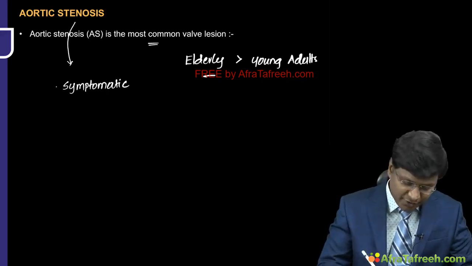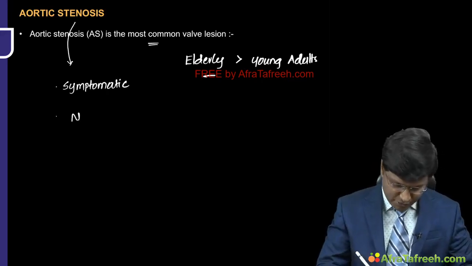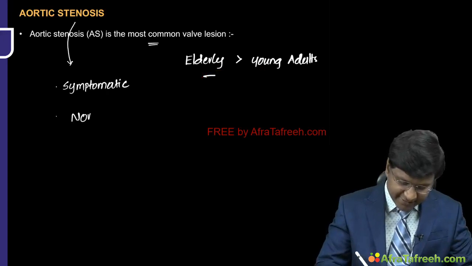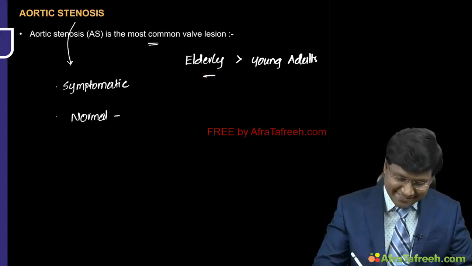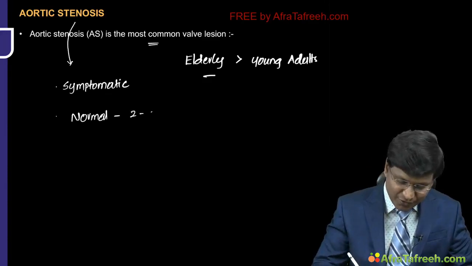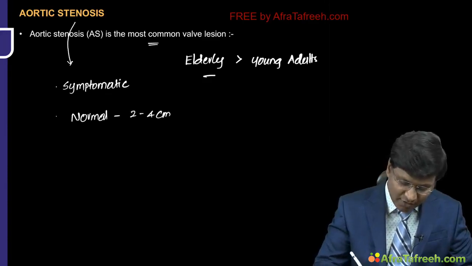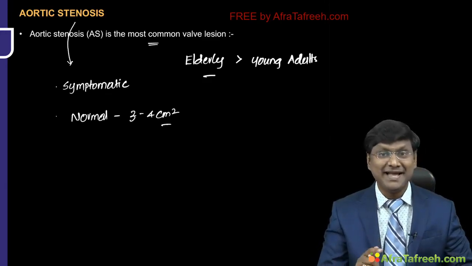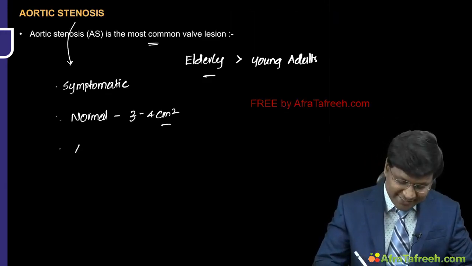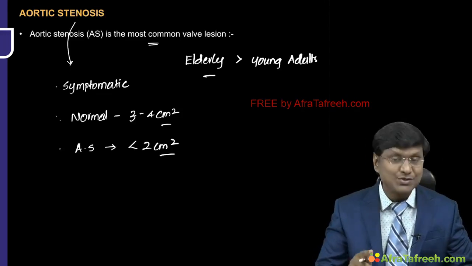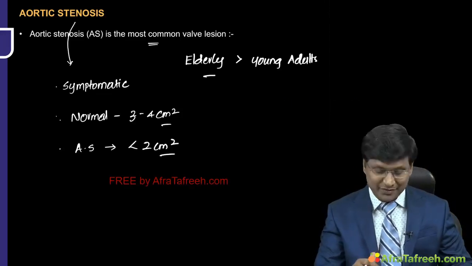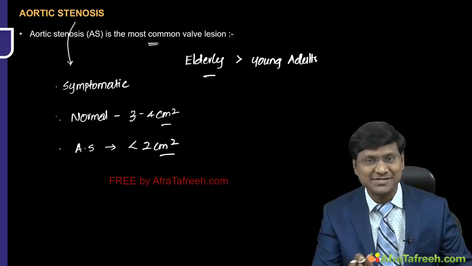First of all, you need to know what is the normal valve area. The normal aortic valve area is around 3 to 4 centimeter square in an adult. And when will you call it aortic stenosis? We use the word aortic stenosis when the valve area is reduced to less than 2 centimeter square. That is the point when we use the word aortic stenosis.